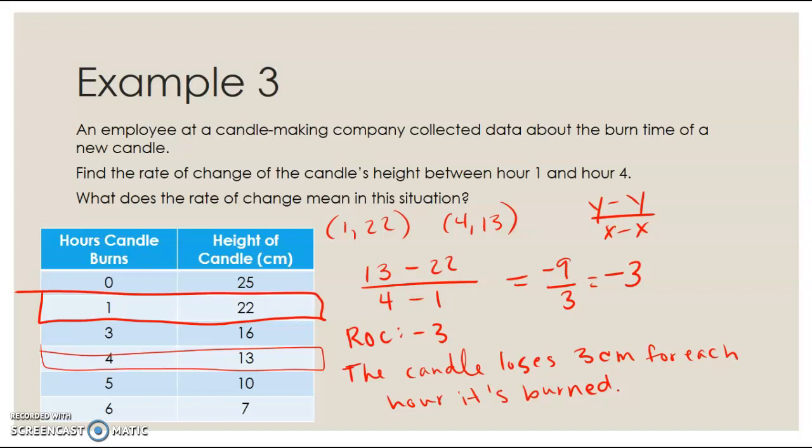So that is it for rate of change. Again, these are not new skills. The difference in y over the difference in x, or rise over run, is something that we've been working with for a couple weeks now. This is just basically all put into real world situations and between tables and graphs and that type of stuff.